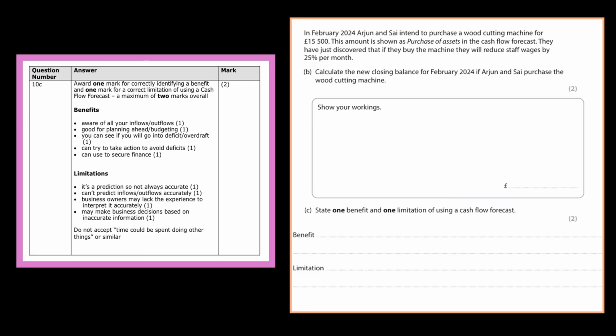And then 10C, let's have a look at that. Benefits are all listed there and limitations, and you could have any one of those. So if you've got one of those, on each one, give yourself 1 mark. If you've missed off limitation, you're not going to get a mark. So make sure, again, you always attempt all the questions on any exam paper, because you never know, you might just get it right.